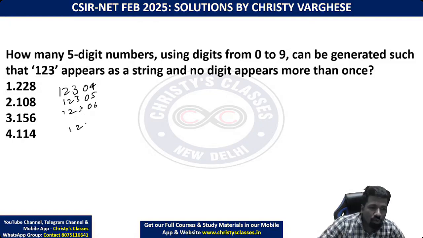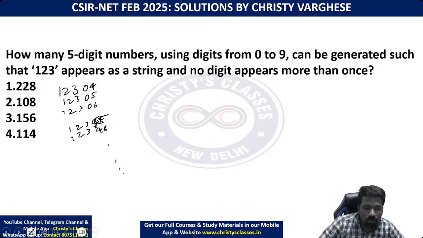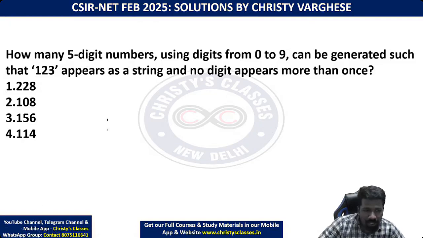Then 1, 2, 3, 1, 4. Not 1. 1 is not possible. 1 is already taken. 1, 2, 3, 4, 5, 1, 2, 3, 4, 6. 1, 2, 3, 4, 7. Likewise, there are a total of 42 possibilities. Did you understand these 42 possibilities? With 1, 2, 3, the possibilities for changing these two are 7 into 6, which is 42 possibilities.